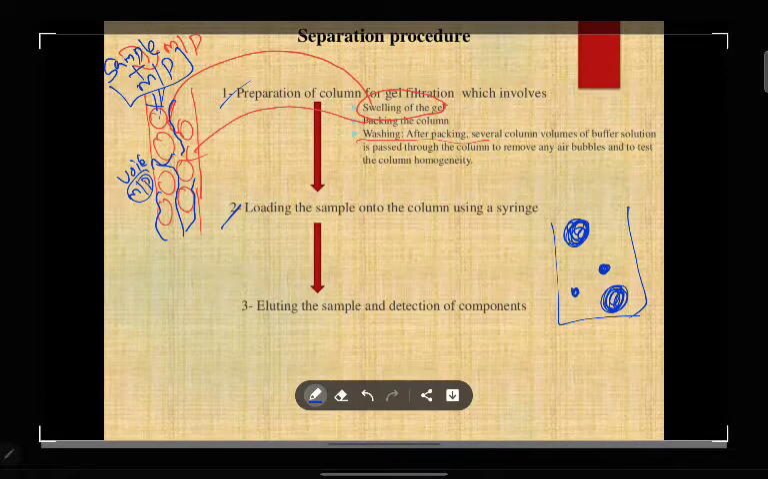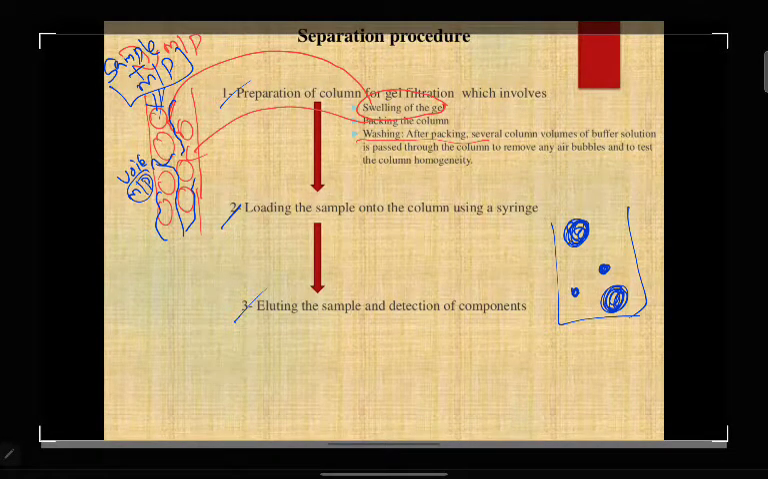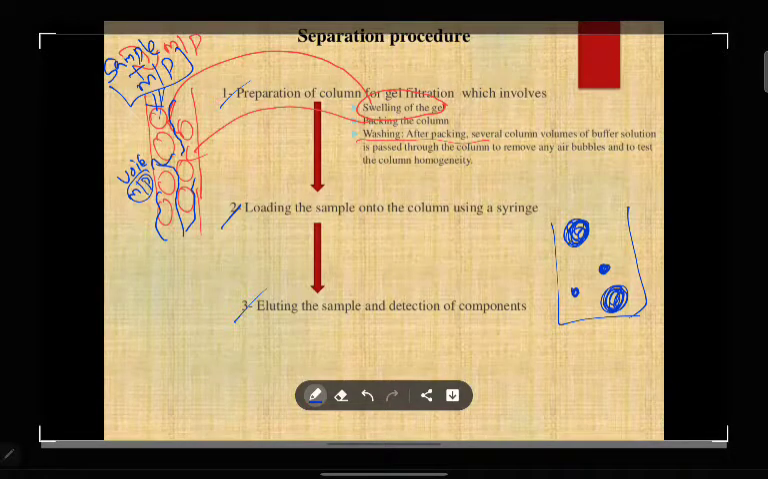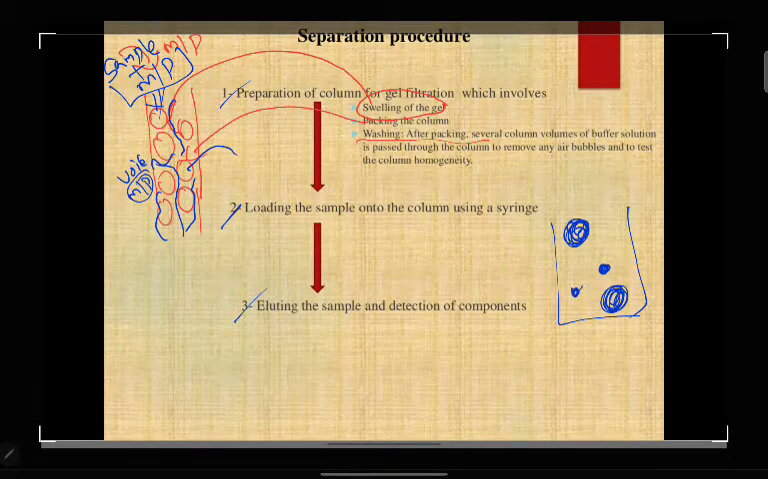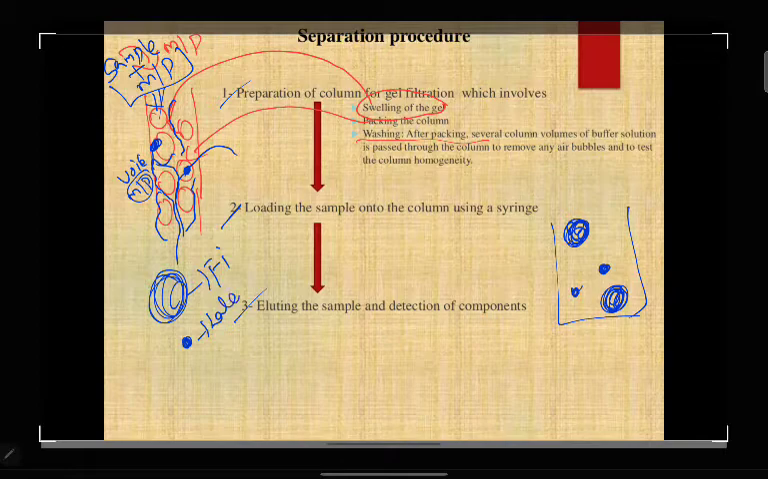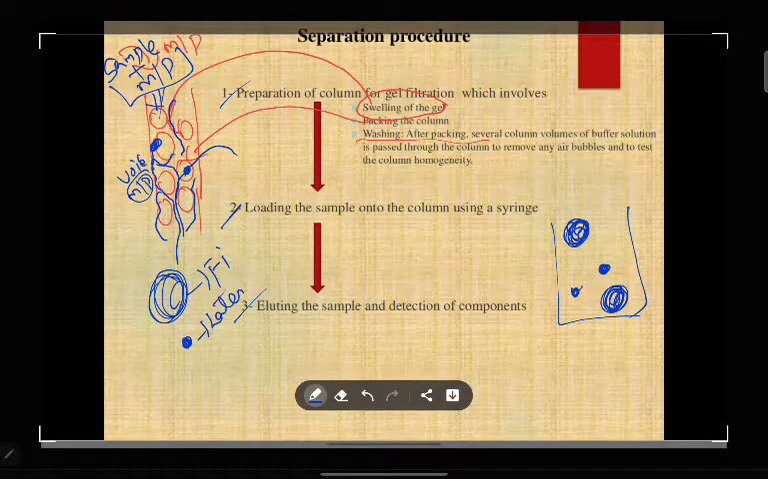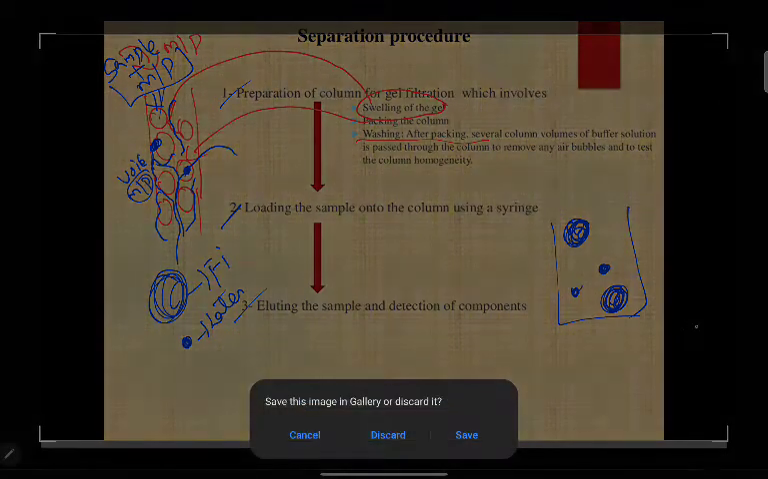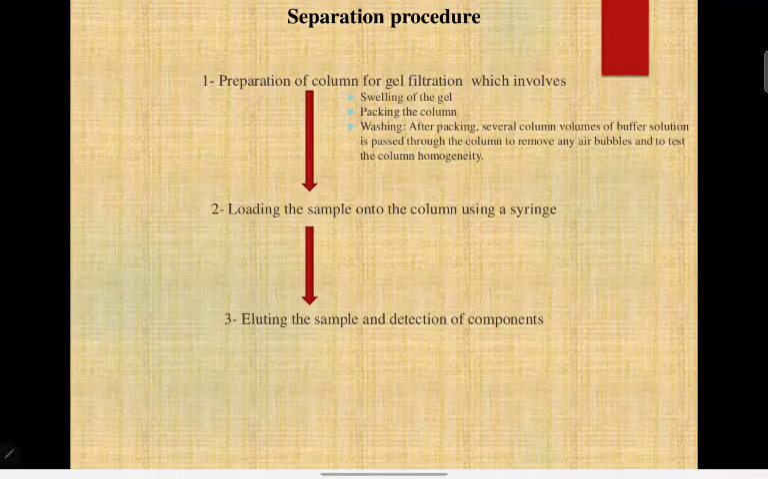As I told, after adding your sample, third step will take place, elution. How will elution take place? Small size particles will diffuse into your gel, and it will take a long time for elution. But big size particles, they will escape through the wide space. That's why big size particles are going to elute first. Small size particles are going to elute later. Like this separation is going to happen. That is the separation procedure. Moving to next slide.